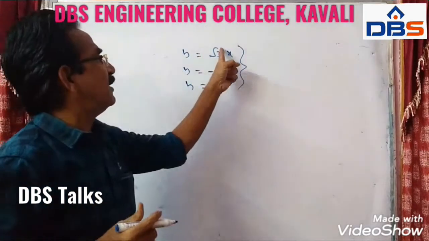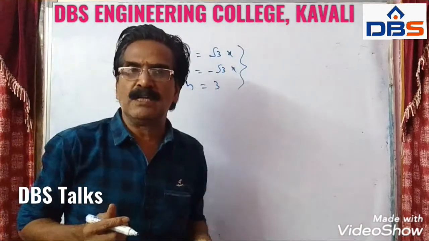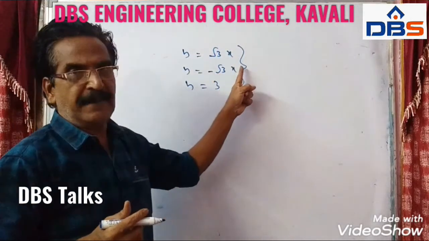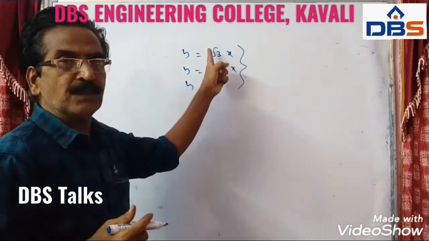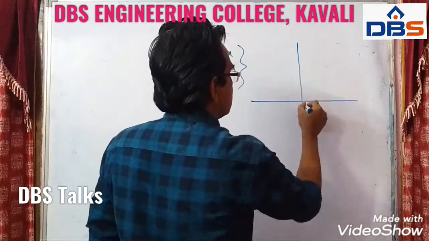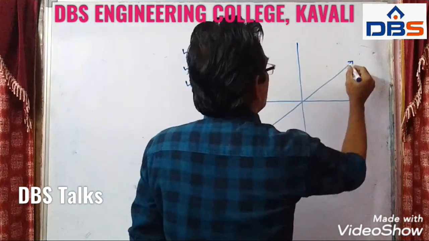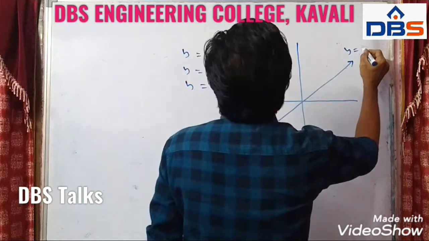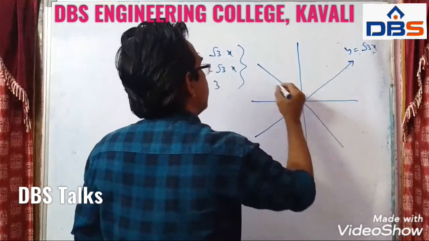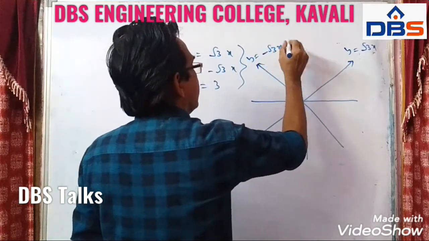See friends, the first two lines are in y is equal to mx form. There is no constant term. So these two lines pass through the origin. This is y is equal to root 3 x, and this is y is equal to minus root 3 x.